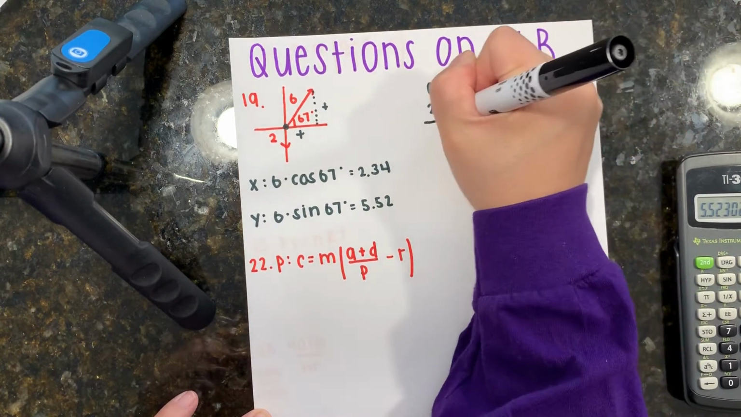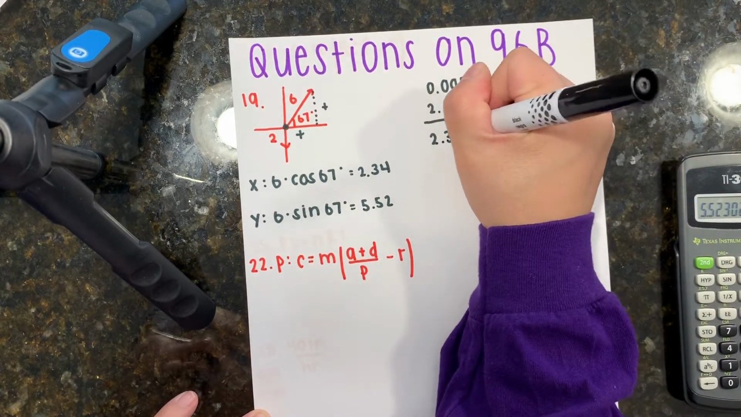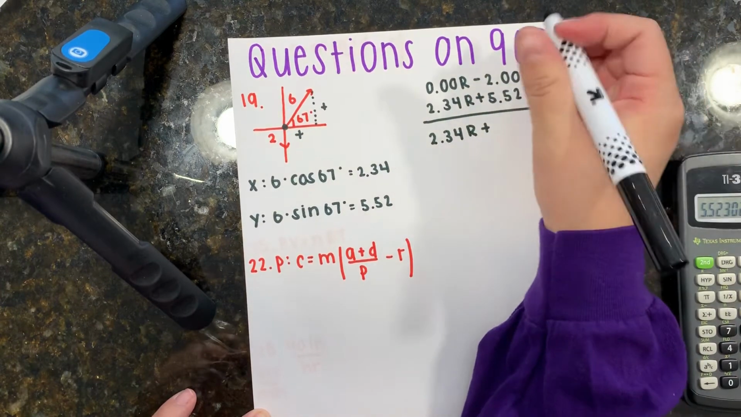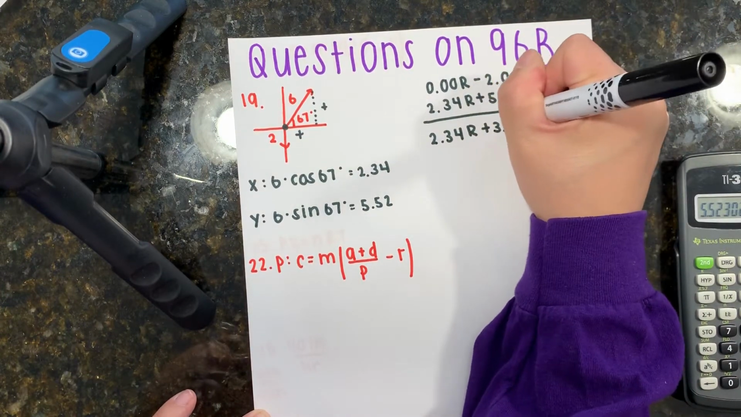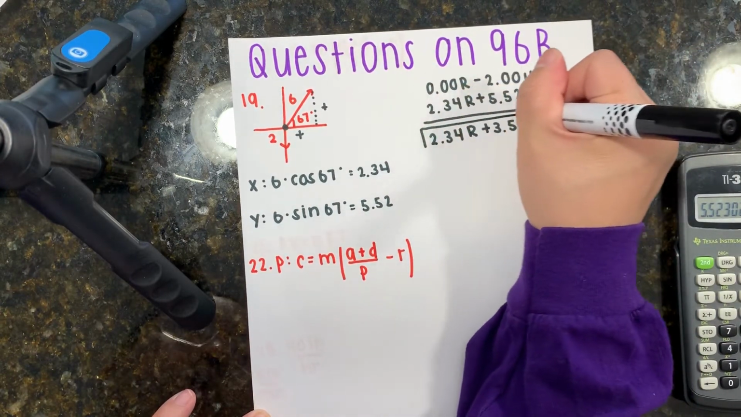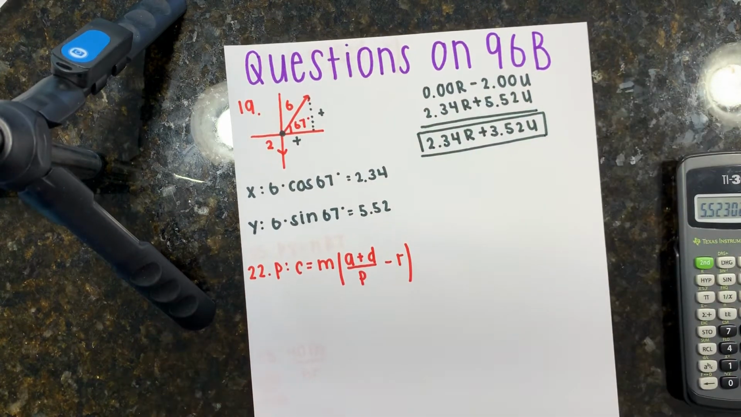I'm going to add those together. And obviously when you add 0 plus 2.34, it's just going to be 2.34. If I subtract 2 from that, I get 3.52U. And that would be your result for number 19.